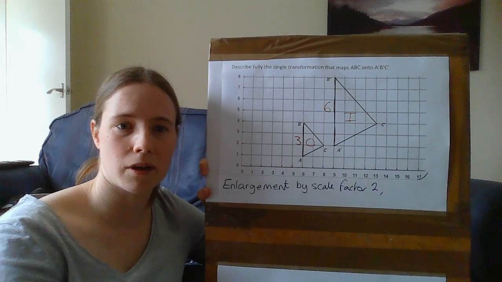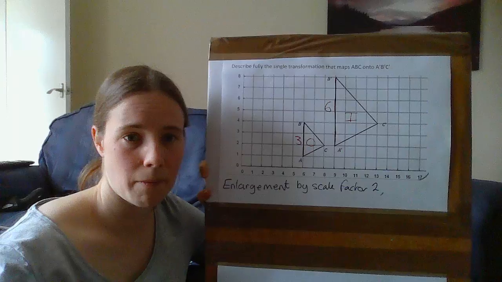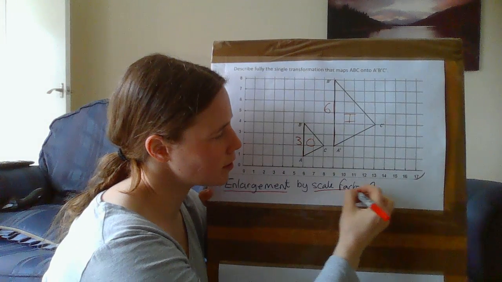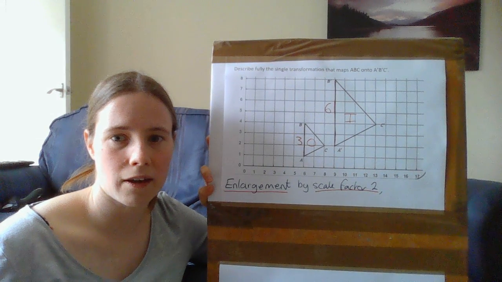Otherwise, you'll end up with the reciprocal of the right answer rather than the right answer. So far I've got 2 out of 3 marks for this. I've got 1 mark for writing enlargement. I've got 1 mark for writing scale factor of 2. And the other thing I need to do is find the centre of enlargement.